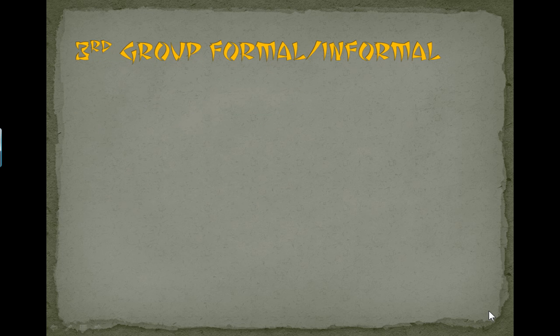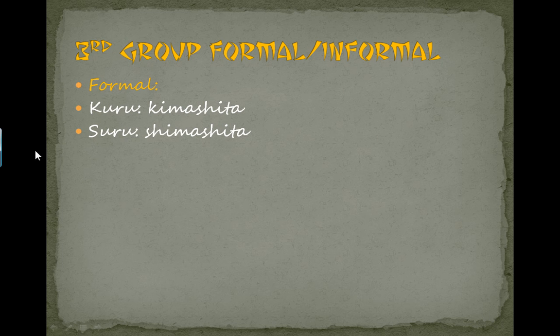Finally, I will talk about the third verb group. I will talk about both the formal and the informal speech in this slide, because there are only two verbs to remember. So, for the formal speech, kuru becomes kimashita and suru becomes shimashita. This is for the formal speech for the third verb group. And the informal speech, kuru becomes kita and suru becomes shita. Once again for the third verb group, informal speech.